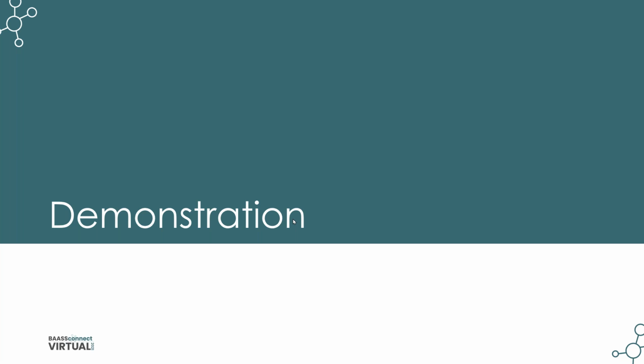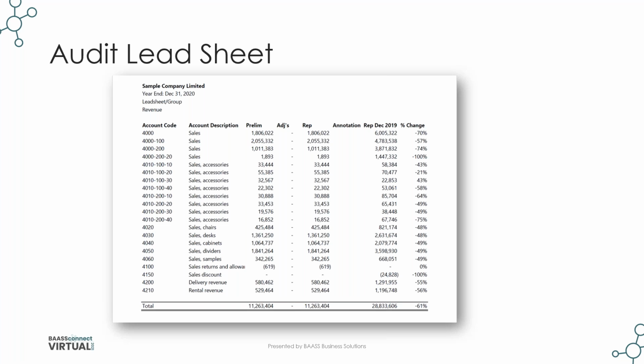Now let's go into our demonstration. First, we will take a look at how to create an audit lead sheet like this using dynamic account ranges. Dynamic account ranges can help automate this process because with dynamic account ranges, all we need to do is define the account range rule and how we would like our account row to look like. And dynamic account ranges will update the reports with all the accounts within the range. Okay, so now let's have a look.